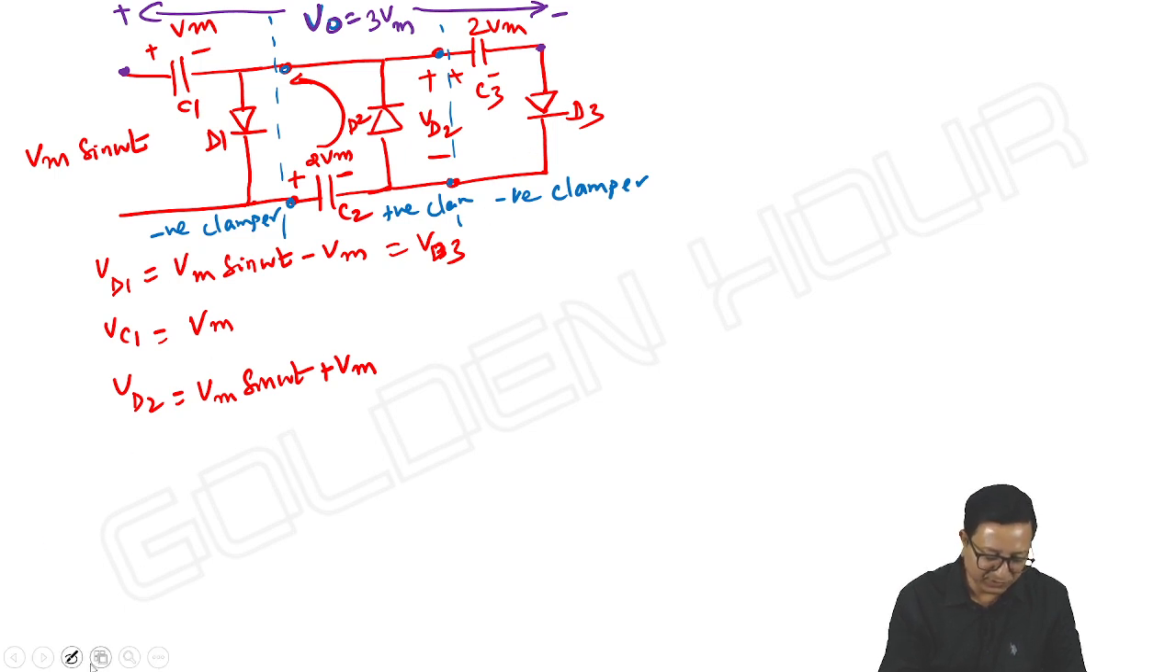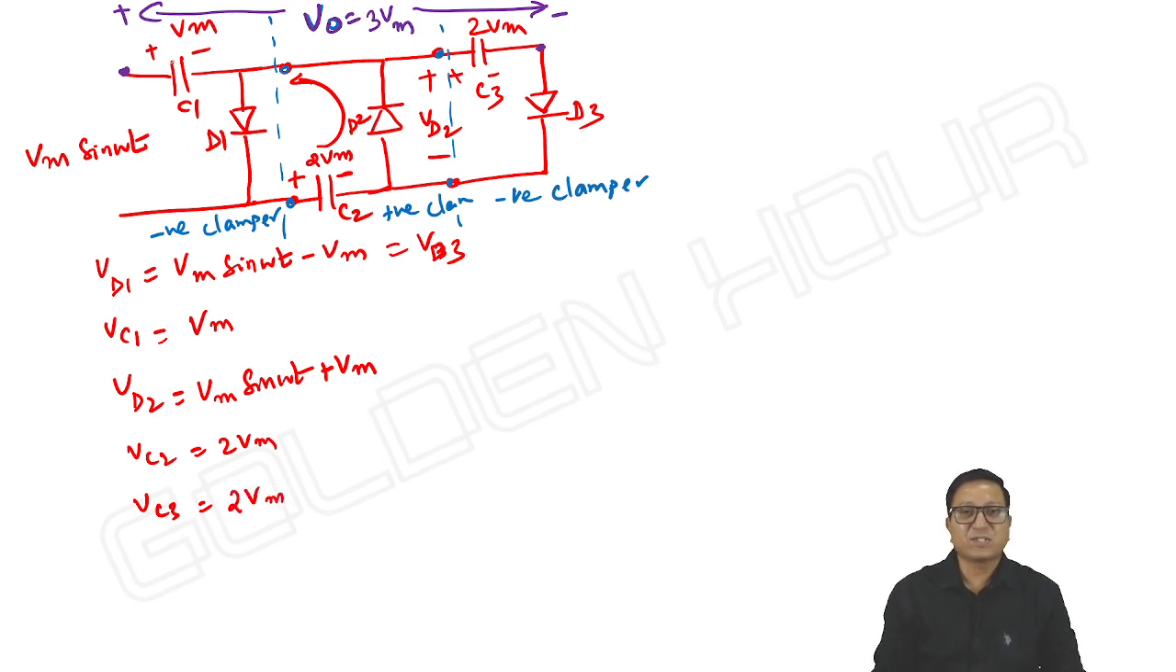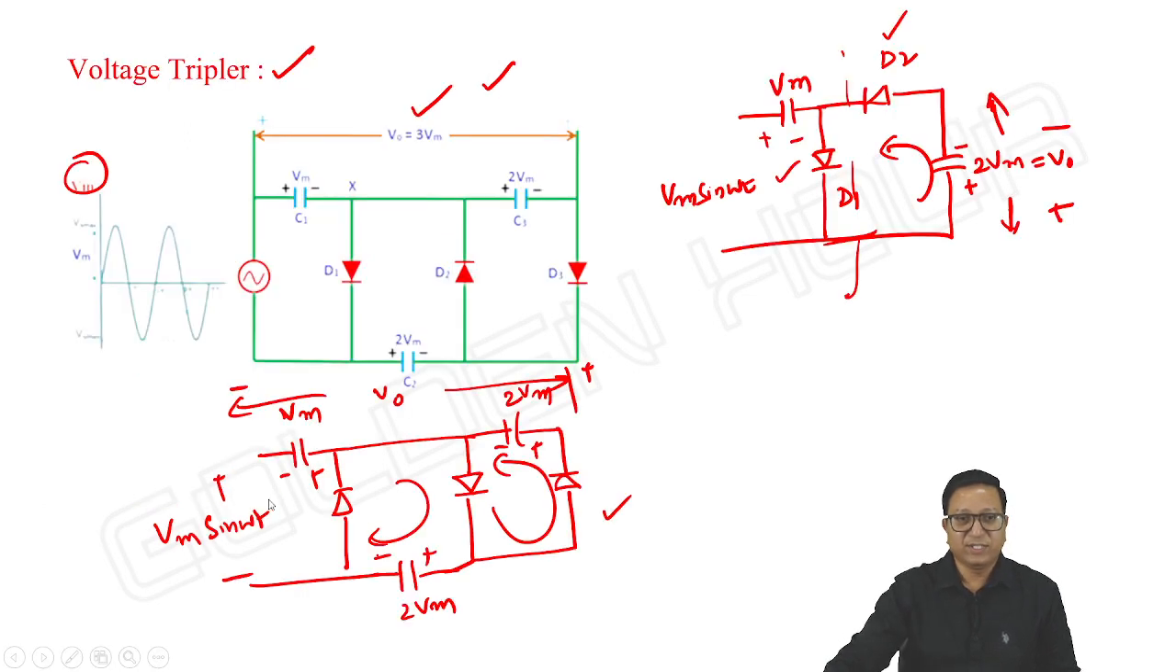So Vc1 is Vm, and the voltage across the capacitor C2 is 2 Vm, and the voltage across the capacitor C3 is also equal to 2 Vm. Only the first capacitor has charged up to Vm, the next two capacitors have charged up to 2 Vm. That's it. Overall output is equal to 3 Vm. Is it not so? See this. This is what I have drawn here.